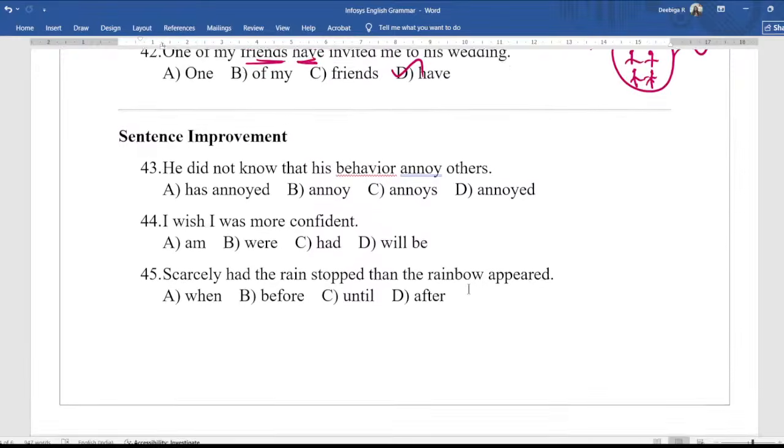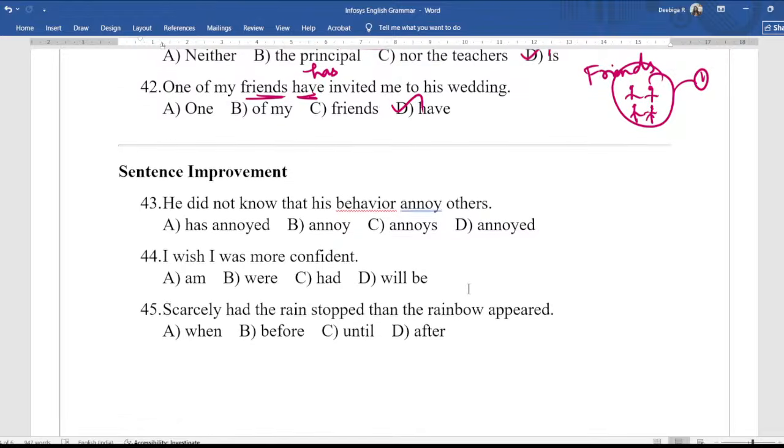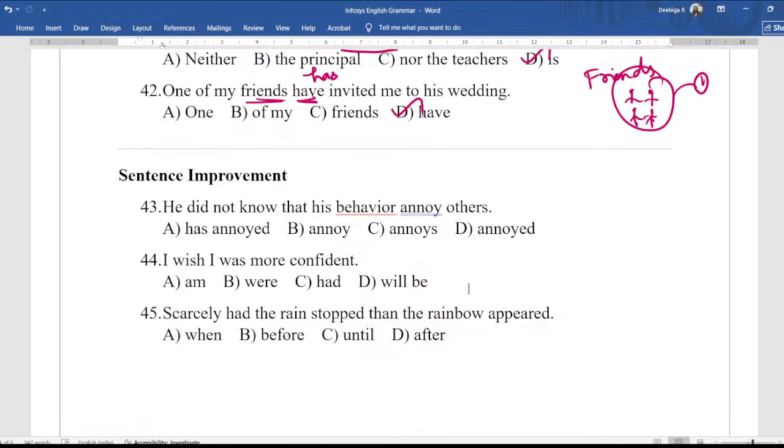Okay. Next part is sentence improvement. Let me just read this question. He did not know that his behavior annoy others. So this sentence can be grammatically wrong, mostly grammatically wrong, and you have to improve this sentence to be grammatically correct.